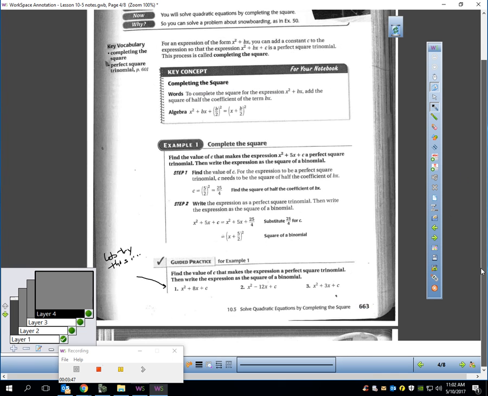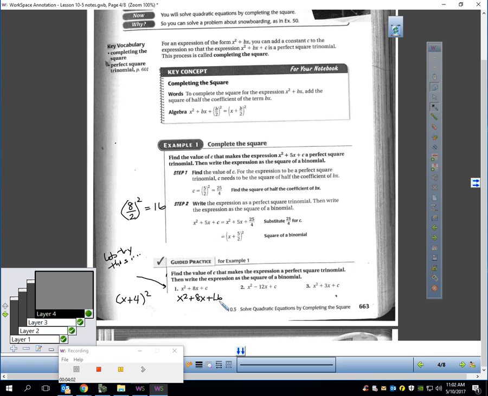Let's try one together, then I'm going to have you try a couple. Let's complete the square here. So take b, which is 8, divide by 2, which is 4, and square 4, that's 16. So to complete the square, I would make c 16. And then if c is 16, this trinomial is a perfect square trinomial. It would be x, and think about this for a minute, 8 divided by 2 is 4. X plus 4 squared is the binomial squared that creates that trinomial. I now want you to try, pause the video and try those two.